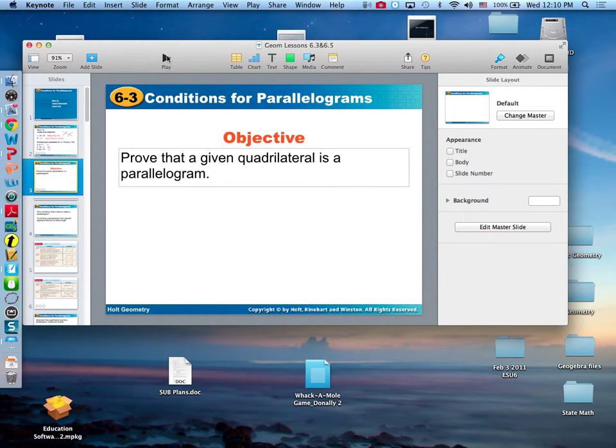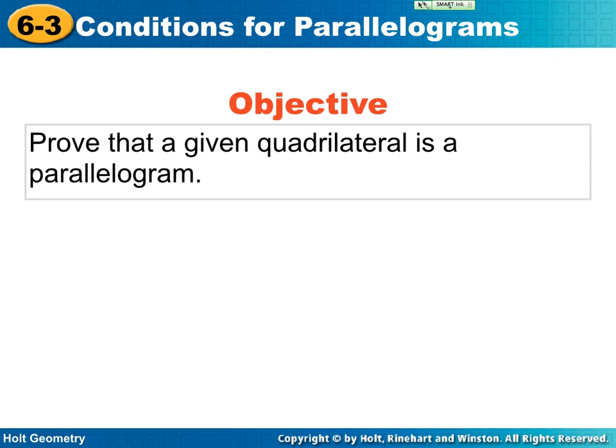We are starting with section 6.3 and then following it up with 6.5. So you're going to be flipping back and forth between those pages quite a bit. Now the 6.3 part is proving that a quadrilateral is a parallelogram.